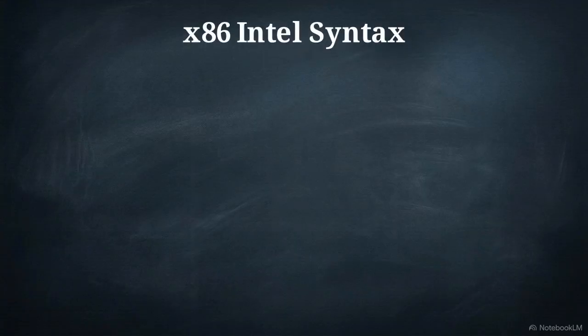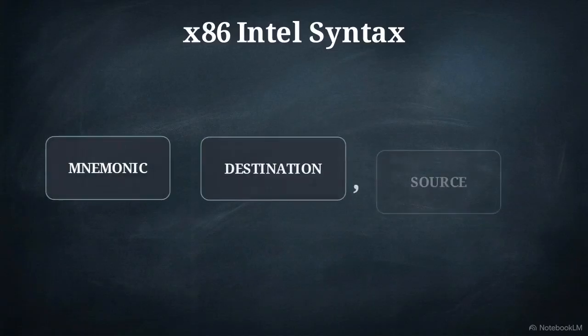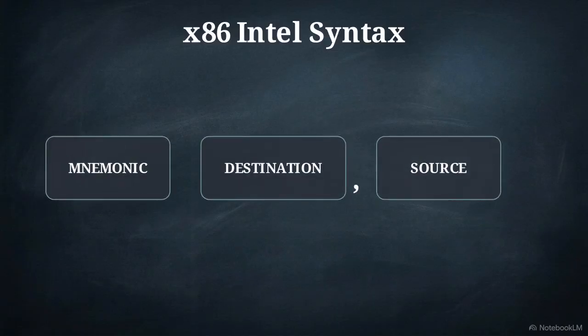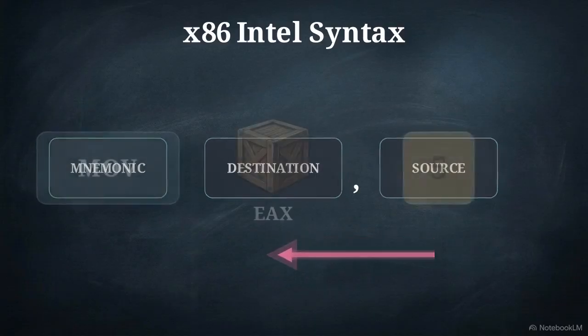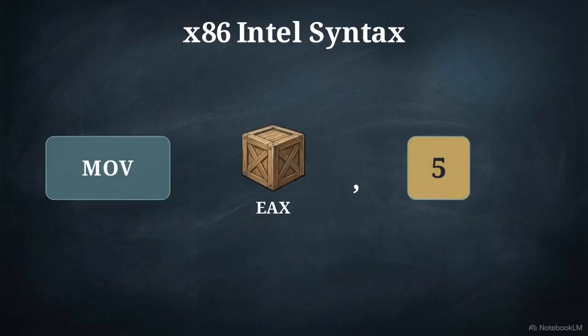We use the x86 Intel syntax, the standard for tools like IDA Pro and x64dbg. It follows a strict rule: mnemonic, destination, source. The destination always receives data, and the source always provides it. Data flows strictly from right to left. For example, MOV EAX, 5 takes the constant integer 5 and copies it directly into the EAX register.